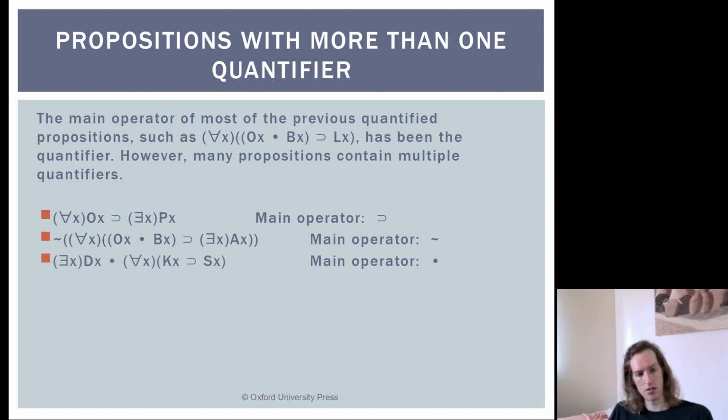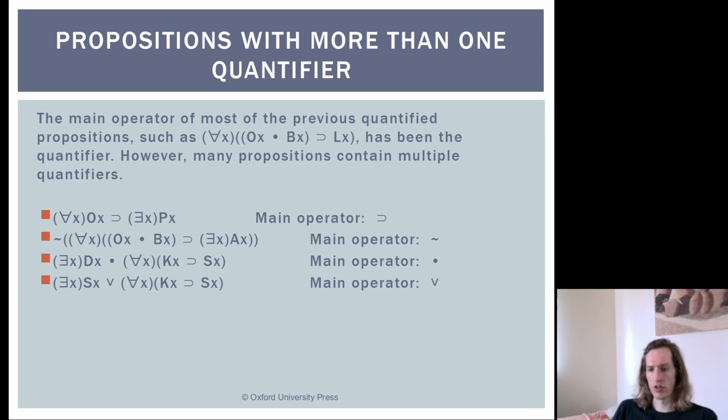All right. Here, the main operator is going to be a conjunction. We're going to say there is at least one x, Dx, and for all x's, if x is K, then x is S as well. In this case, it's a disjunction. There is at least one x, Sx, and there is at least one x, Sx, or for all x's, if Kx, then Sx.